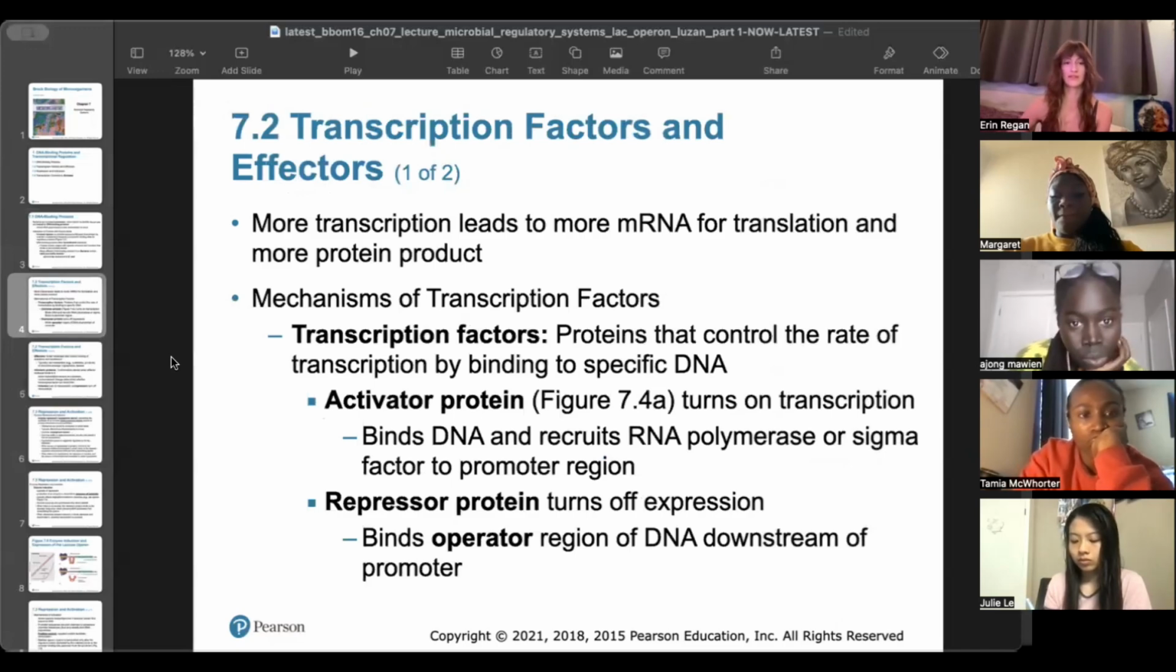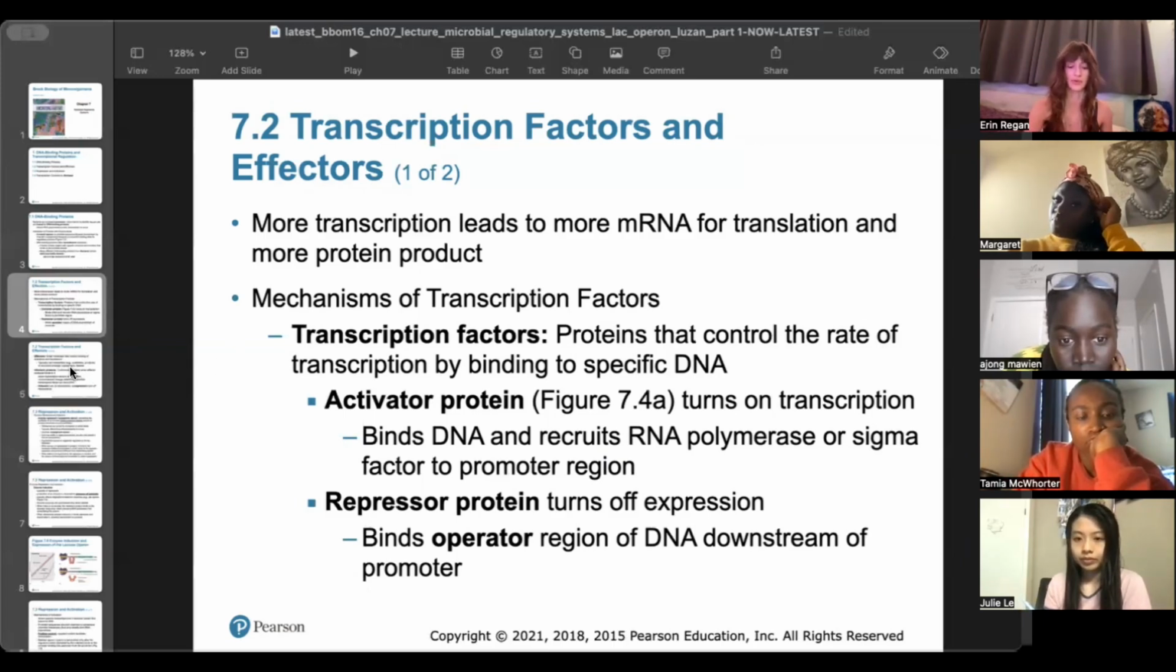For transcription factors and effectors, more transcription leads to more mRNA for translation and more protein product is then formed. For the mechanisms of transcription factors, proteins control the rate of transcription by binding to specific DNA. An activator protein turns on transcription by binding DNA and recruiting RNA polymerase or the sigma factor to the promoter region. And repressor proteins turn off expression and bind an operator region of DNA downstream of the promoter.